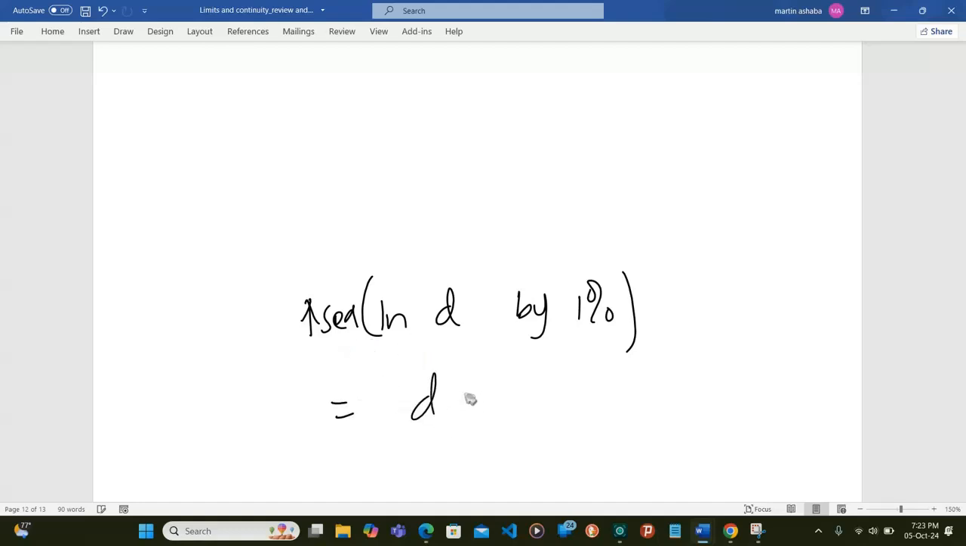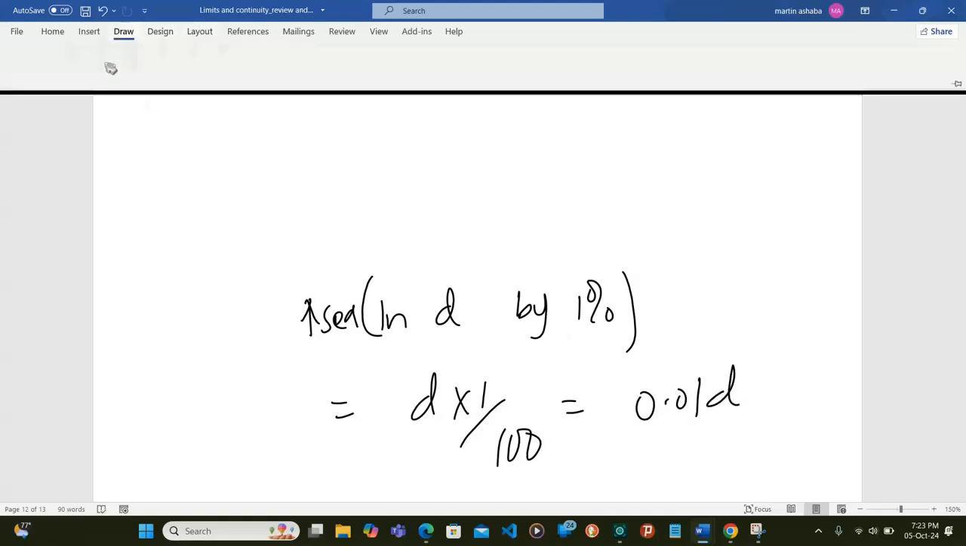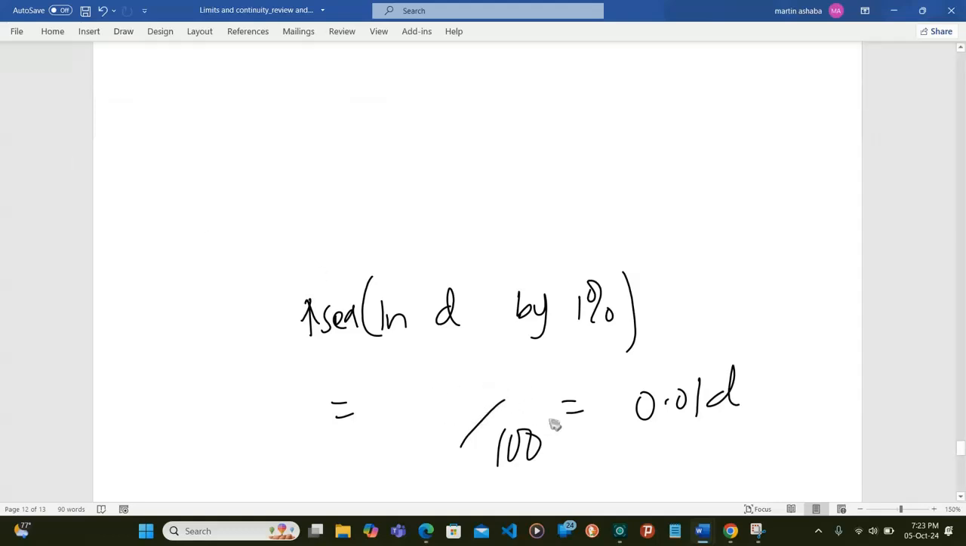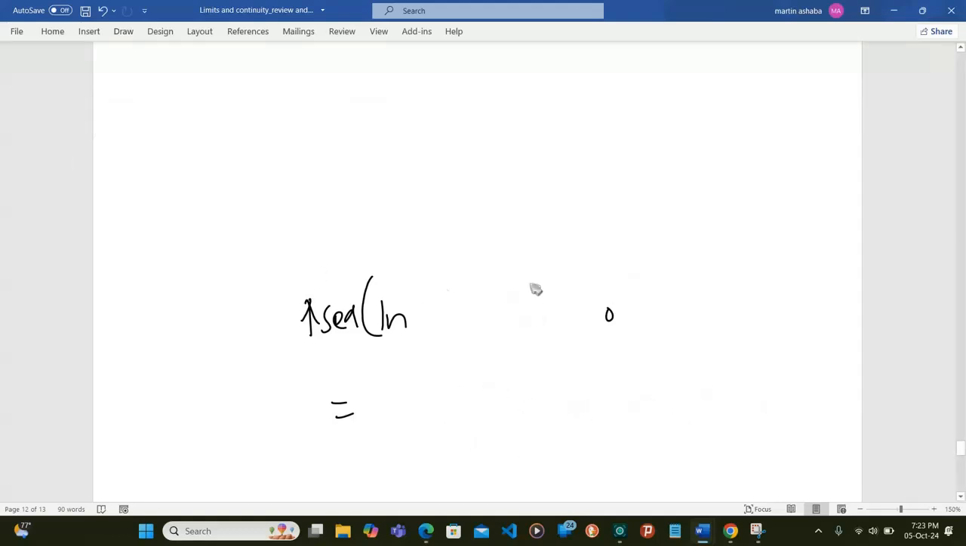If you are talking about an increase in D by 1%, we are saying D increases by 1%. So this is going to equal D times 1 out of 100, which gives you 0.01 times D. So those are the increases that you're going to be multiplying on the rates of change.